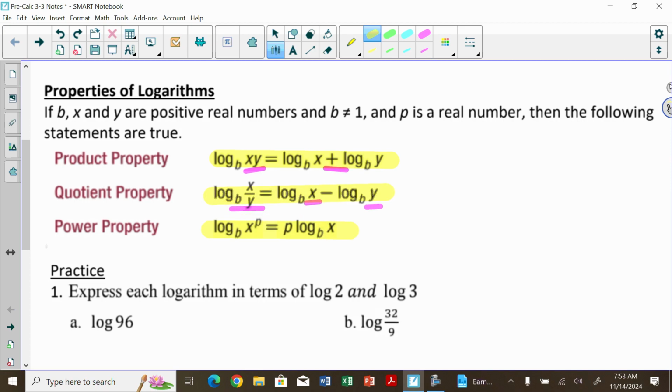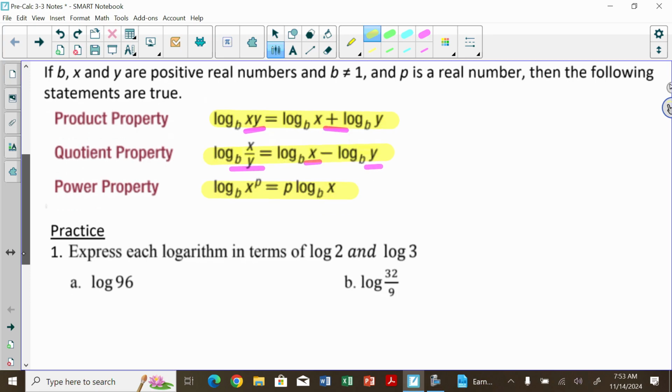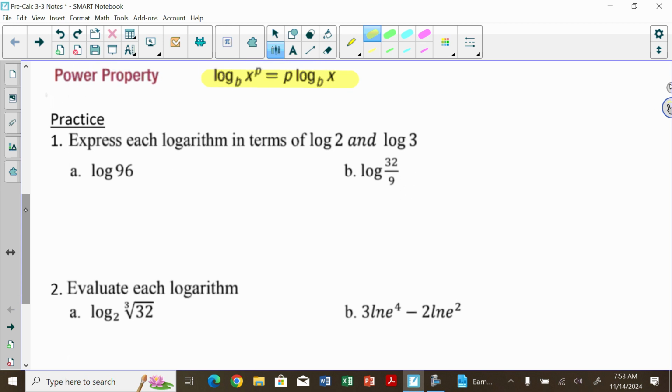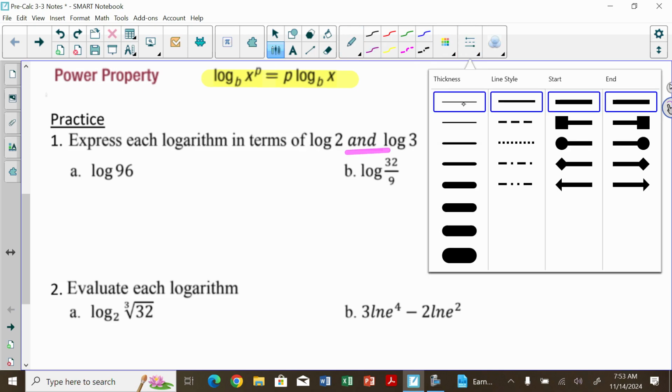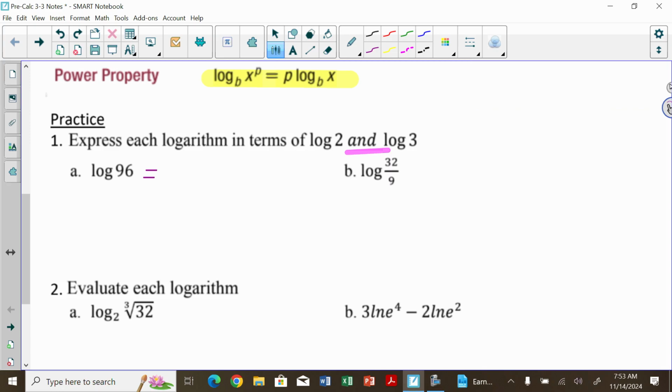Okay, so make sure you write those down, pause, rewind, do what you need to do, and then we'll look at these. Okay, here are some practice problems. First one, you're going to write them in terms of log 2 and log 3, so you have to have both of these, 2 and 3. I'm going to take this log of 96 in the first one and write it in terms of 2 and 3. I'm looking to split this 96 into a multiplication where we use 2's and 3's and powers of 2's and 3's.